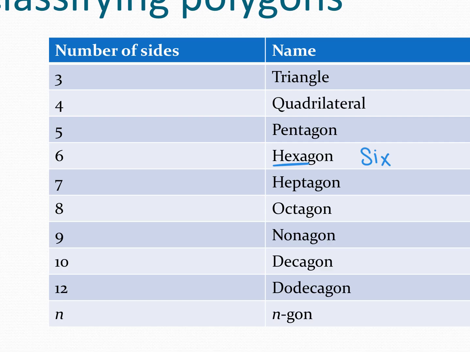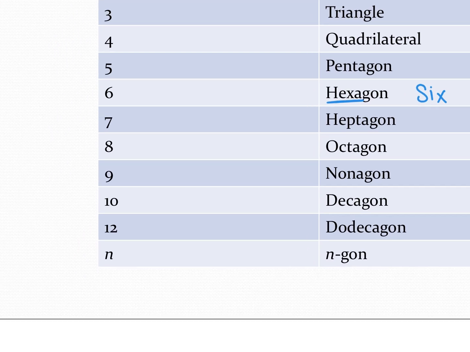Anything after that is whatever the number is gon. So giving you an example. If I have 15 sides, it is called a 15gon. If I have 28 sides, it's called a 28gon. Okay, use what's given here so we know. 11 is an 11gon. Okay, 11 is an 11gon.